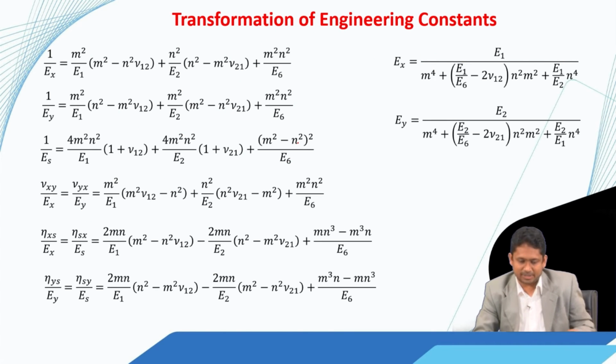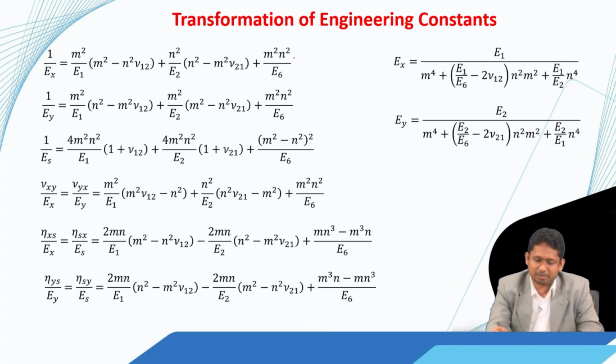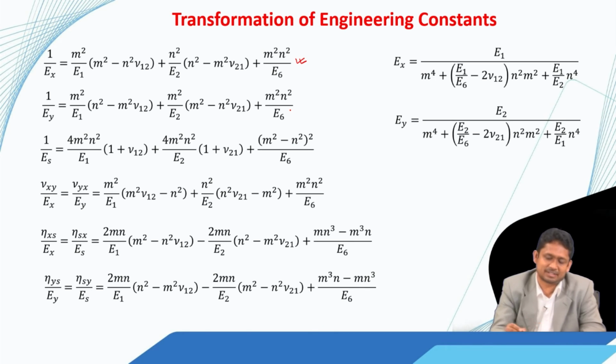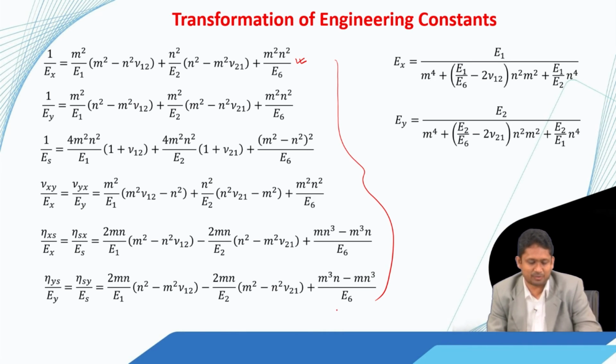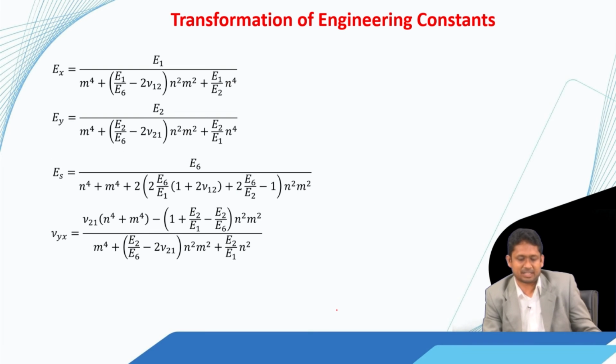So, here are the equations that we get. 1 by Ex is equated to Sxx, and Sxx we can write in terms of the engineering constants in the 1-2 system, because we know Sxx in terms of S values in the 1-2 system, and S values in the 1-2 system we know in terms of their engineering constants. So, finally, we can write all these things in the engineering constants in the 1-2 system.